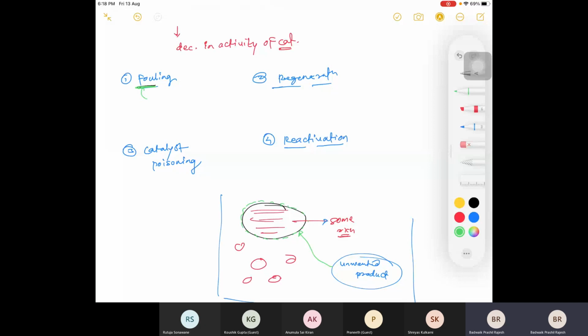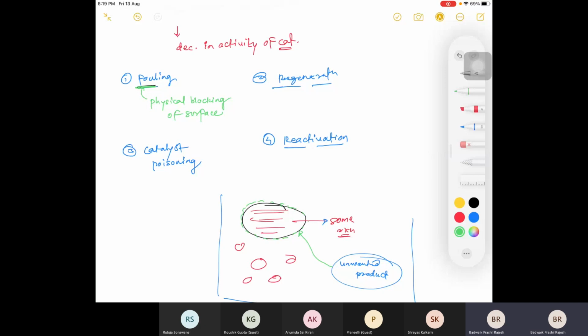So I can write it is a deactivation of catalyst due to physical blocking of surface. This kind of question may be asked for 1 mark. Because this is a newly added syllabus in GATE, I don't know exactly what kind of questions can be asked on this. So you must be prepared for this.